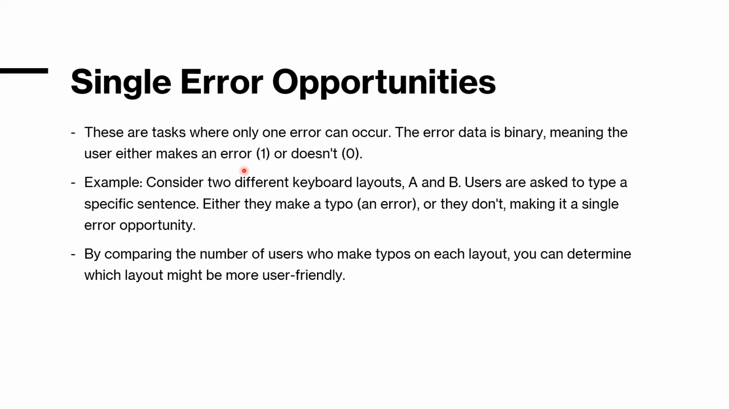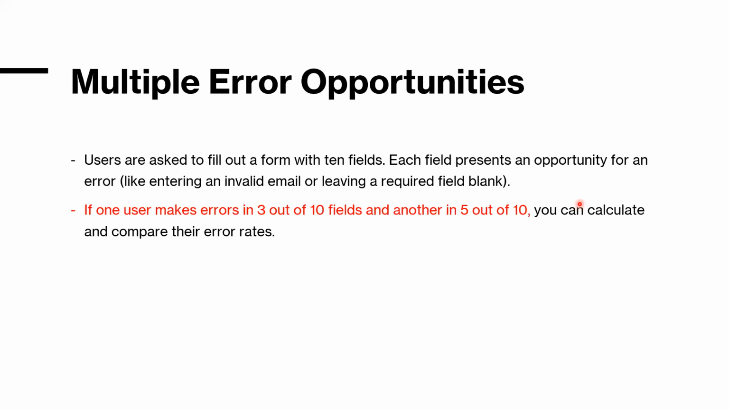So these are tasks where only one error can occur, either 1 or 0. The user makes a typo, which is an error. The user doesn't, which is 0, no error. That is a single error opportunity. But multiple errors are very possible.